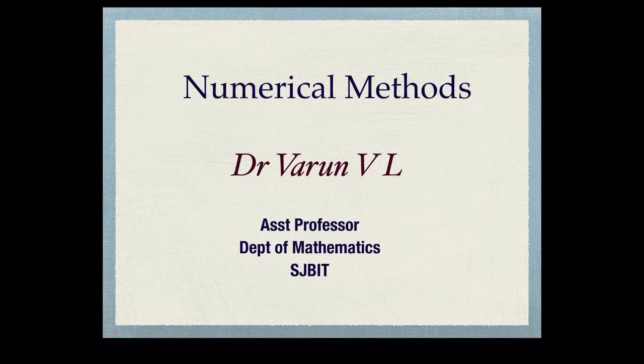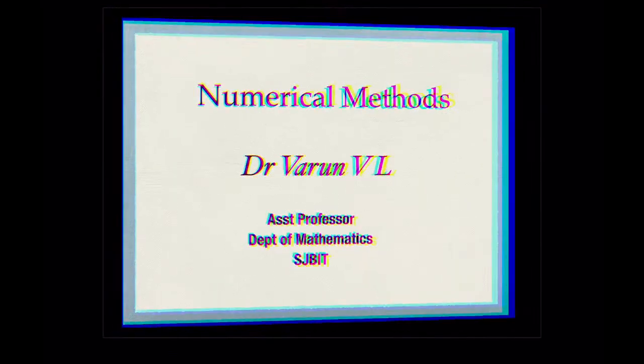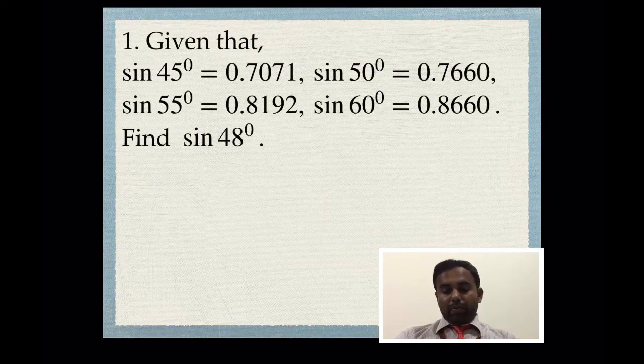Today I will be taking one problem and let us see which formula can be applied here to solve. Not quite interesting problem, in fact. Okay, let's see. So the problem goes like this. Given that sine of 45 degree is equal to 0.7071, sine of 50 degree is equal to 0.7660, sine 55 is 0.8192, sine 60 is 0.8660, find sine 48 degree.